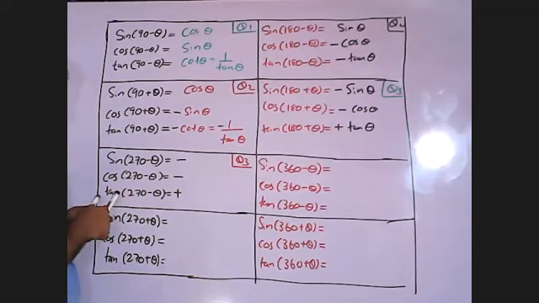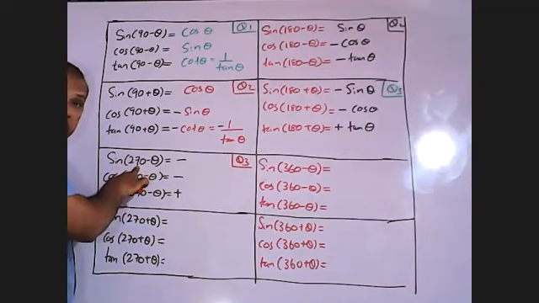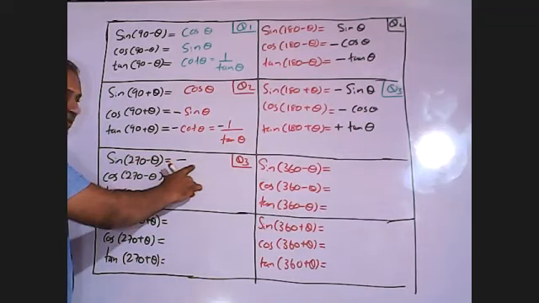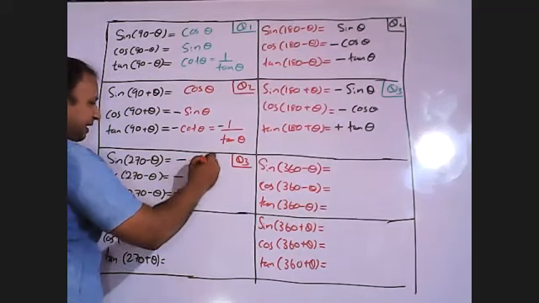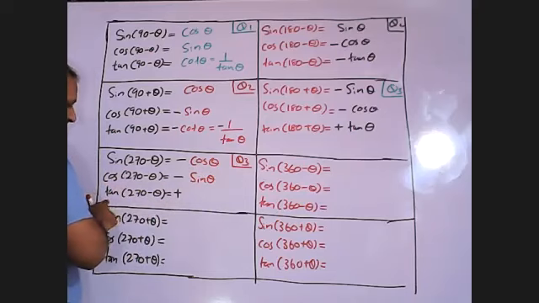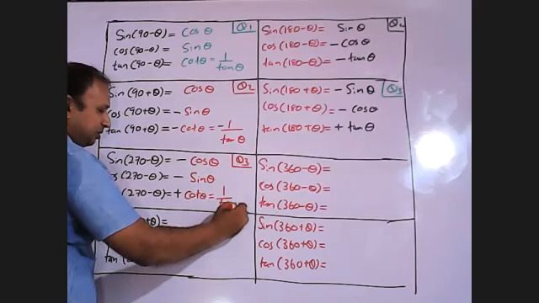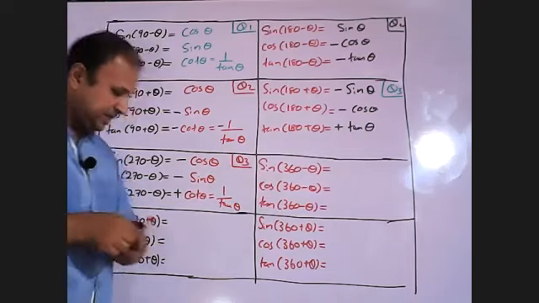Once you determine the sign, then you can determine the magnitude. So this is an odd multiplication, therefore sine becomes cos theta. This has to be converted. Cos becomes sine theta. Tan becomes cot theta or 1 over tan theta.